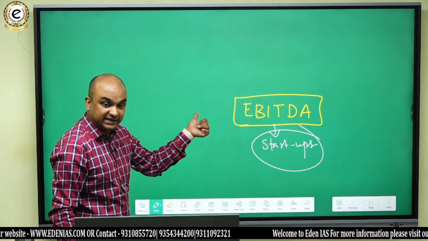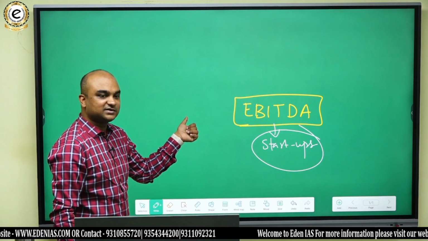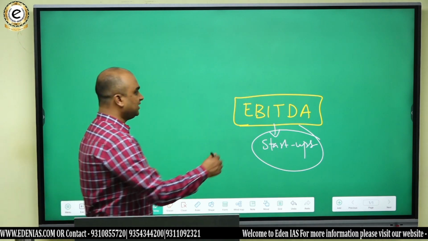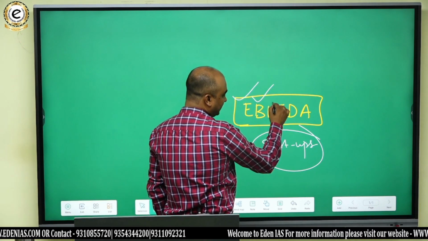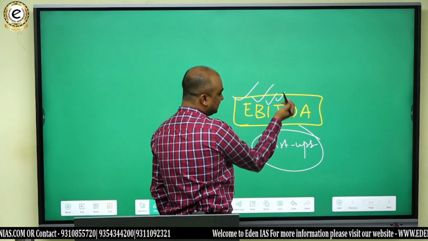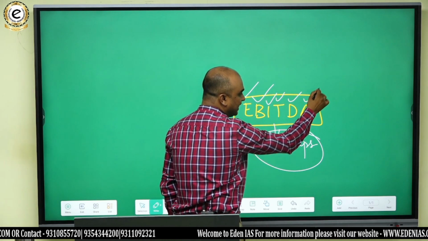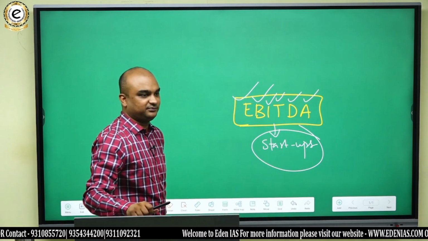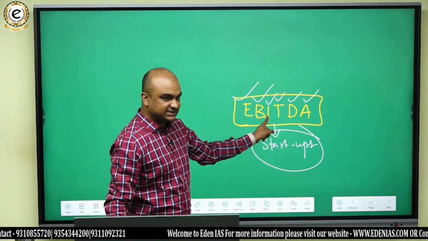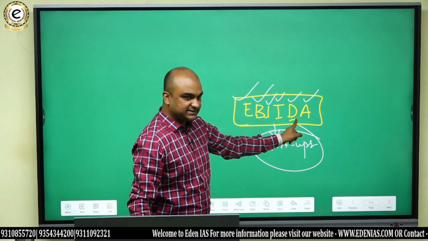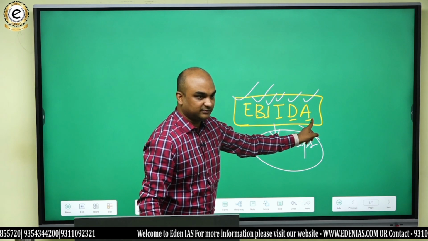Now this is a good indicator of how much or where an economy is. Earnings before interest, taxes, depreciation and amortization. Earnings before interest, taxes, depreciation and amortization.